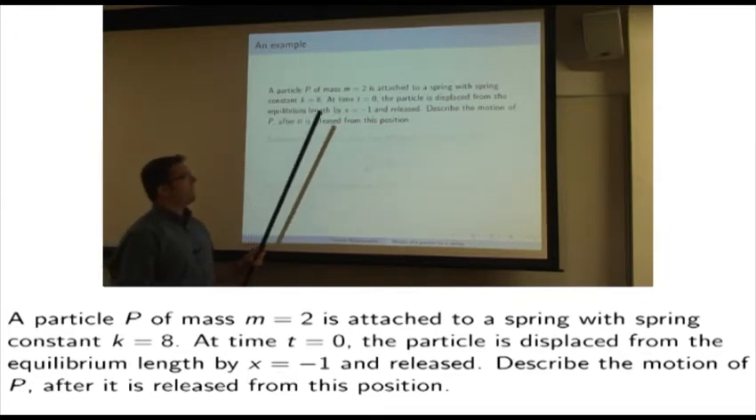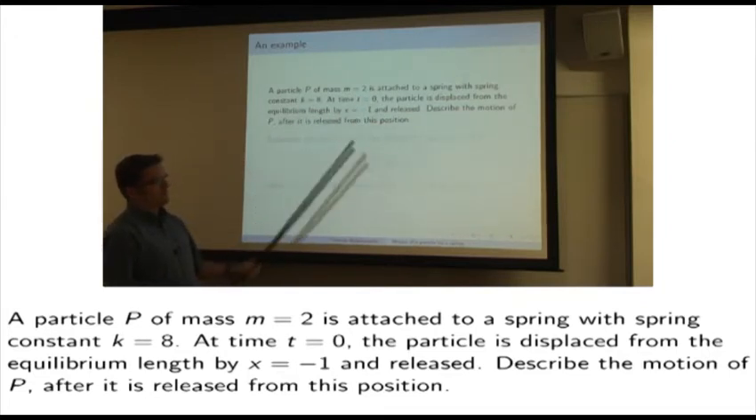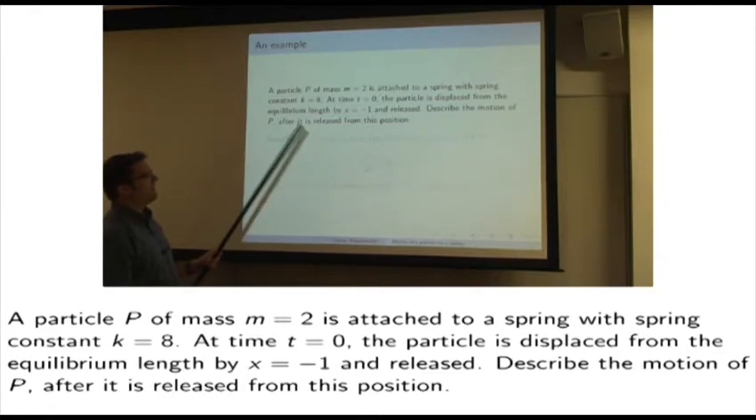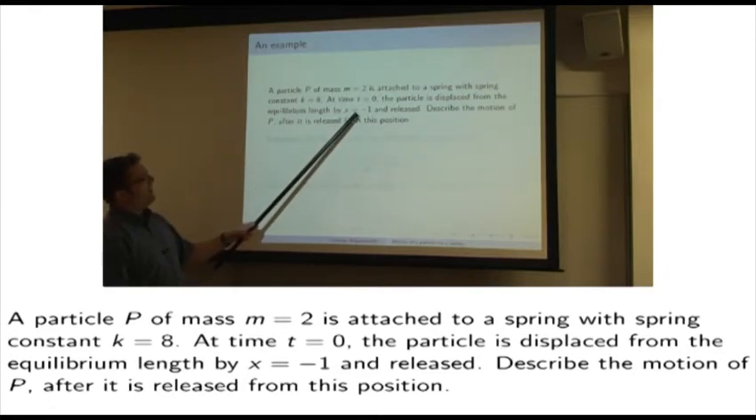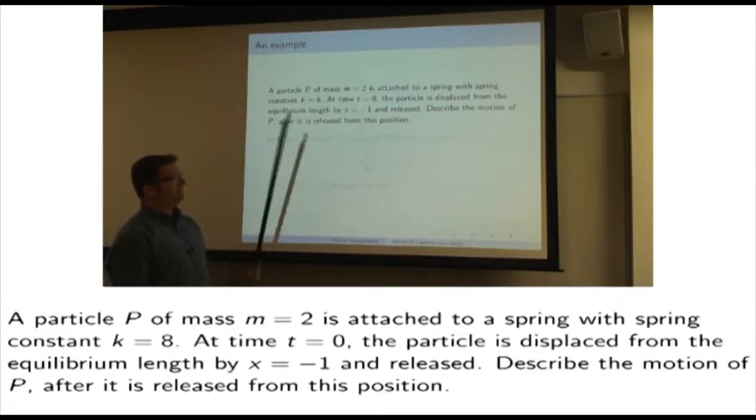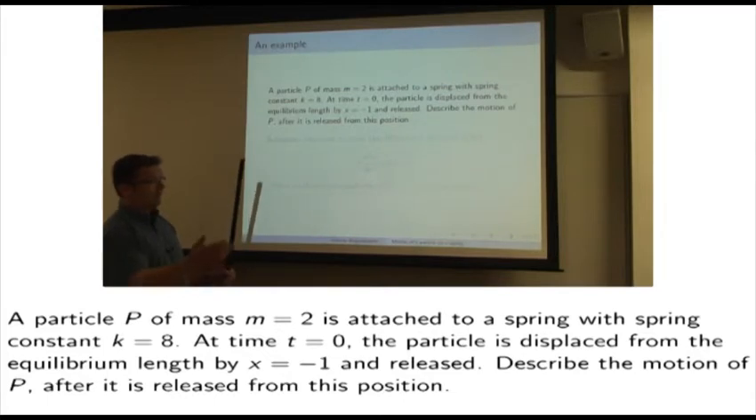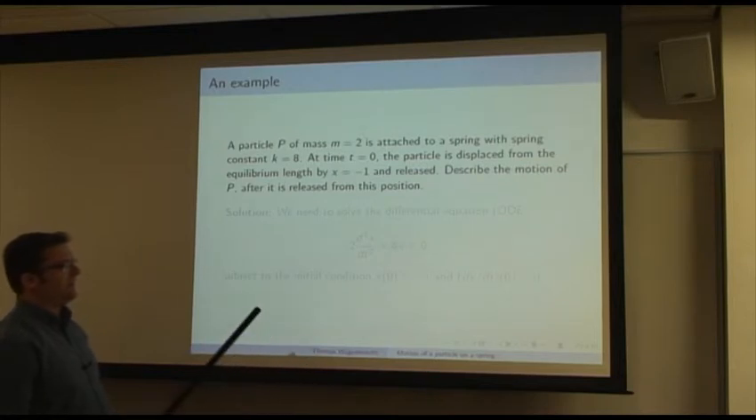My assumption now is that at time 0, so at the start of the experiment, I'm pushing the particle to the left by 1 length unit. So x will be -1 when t is 0. And then I release the particle. The particle will start to move back to the equilibrium position, and I want to describe the motion of the particle.